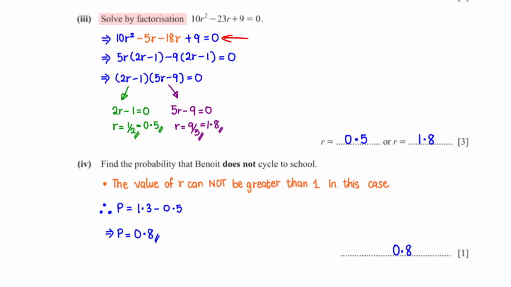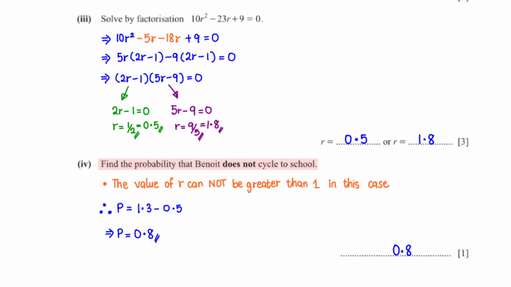When we factor out 5r from the first two terms, we are left with 2r minus 1. And when we factor out -9 from the final two terms, we have 2r minus 1. We can rewrite this as 2r minus 1 times 5r minus 9 equals 0. When we equate 2r minus 1 to 0, we get r equals 0.5. And when we equate 5r minus 9 to 0, we get r equals 1.8.